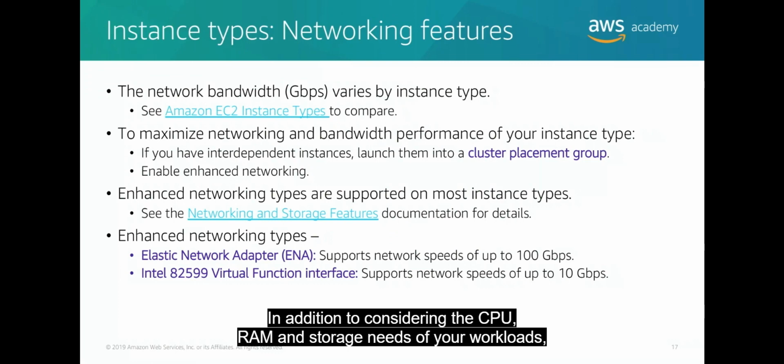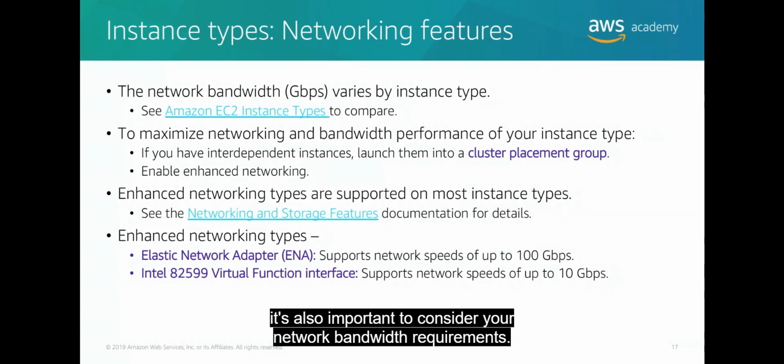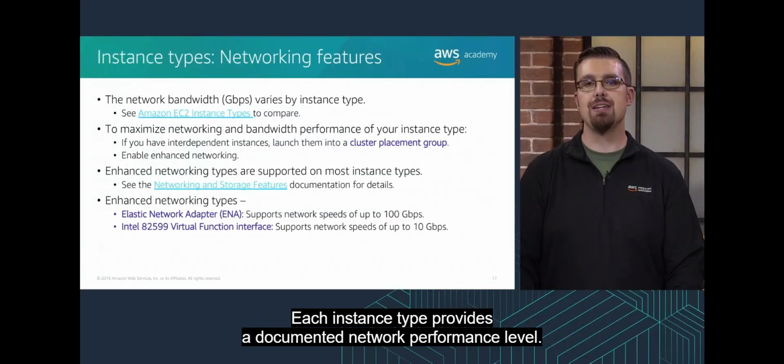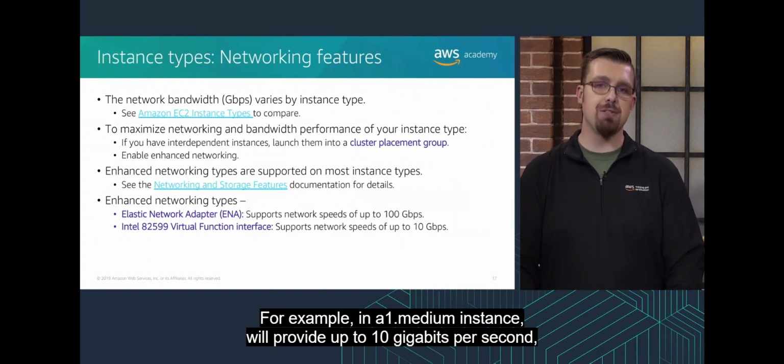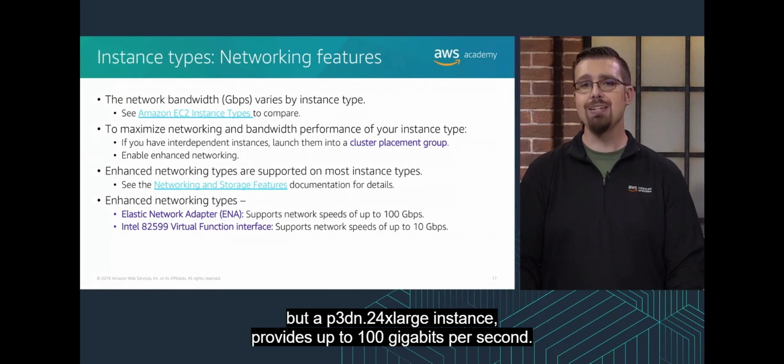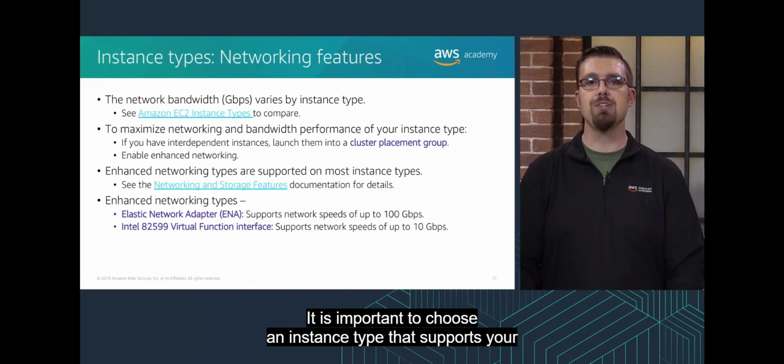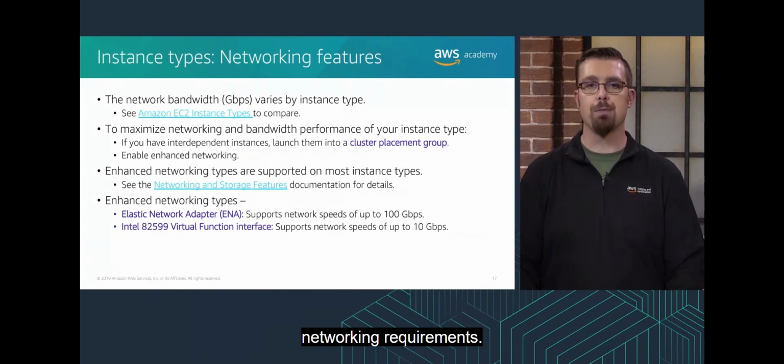In addition to considering the CPU, RAM, and storage needs of your workloads, it's also important to consider your network bandwidth requirements. Each instance type provides a documented network performance level. For example, an A1 medium instance will provide up to 10 gigabits per second, but a P3dn.24xlarge instance provides up to 100 gigabits per second. It is important to choose an instance type that supports your networking requirements.